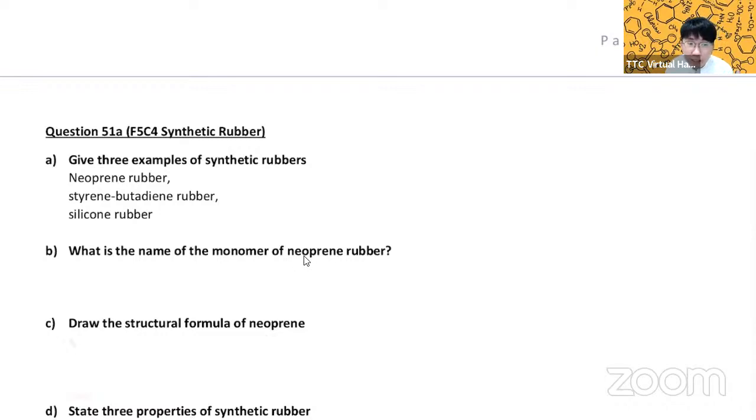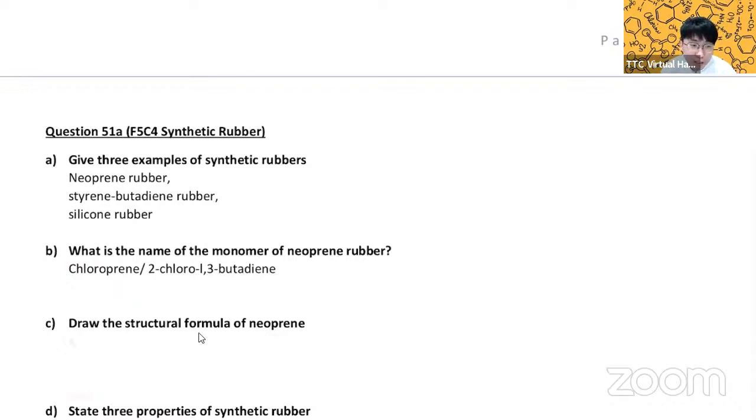What is the name of the monomer in neoprene? So neoprene is actually having chloroprene. Okay, the word here, chloroprene. We call it a monomer. Guys, all these are memorization. I cannot do anything. I can just give you examples of what we use for neoprene, what we use for SBR, what we use for silicon rubber. But I can't help you on the names. You have to memorize. This is like bio.